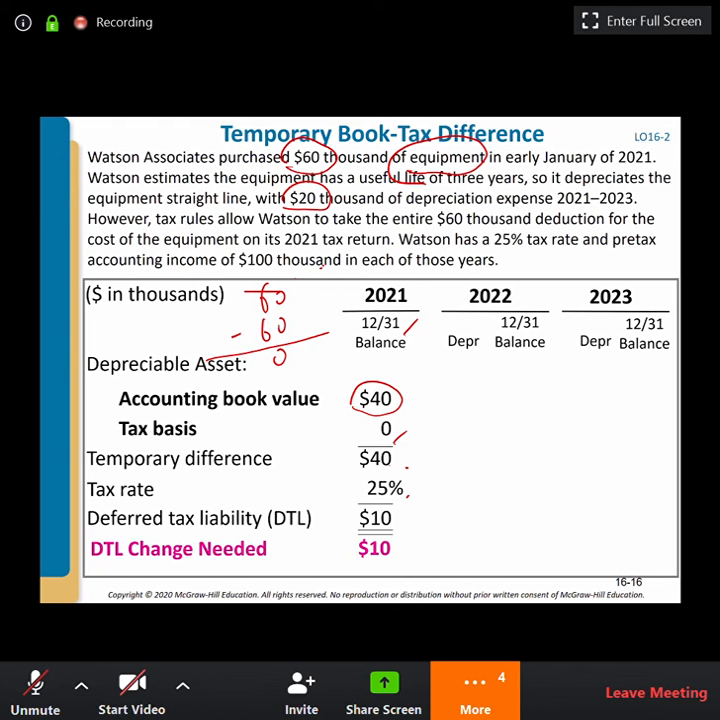And temporary differences is 40. So 40 temporary differences, which is the future. So you don't pay tax right now, but you're going to pay tax in the future. This is called the future taxable amounts. So then this one times 25%, you got 10. 10 should be the deferred tax liabilities.